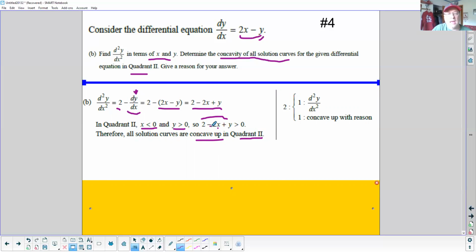So there's no way in quadrant 2, if you think about it, that's over here, all the x's are negative and all the y's are positive. That will always yield a positive result. So 1 point for the actual second derivative, but it must be in terms of x and y, and 1 point for explaining that it's going to be concave up always in quadrant 2.